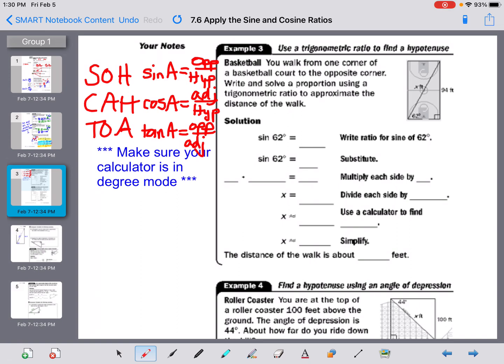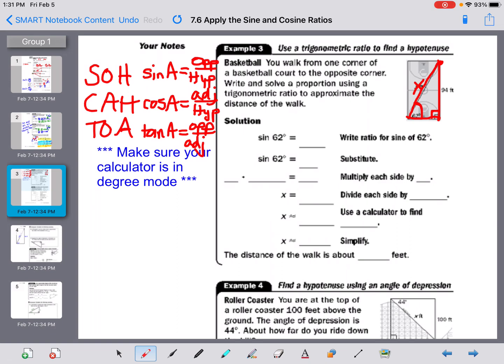Okay, so we have a basketball court here. It says you walk from one corner of a basketball court to the opposite corner. Write and solve a proportion using a trig ratio to approximate the distance of the walk. So they happen to show us here on this basketball court that the length of the court is 94 feet. Over here in this corner, they gave me a 62-degree angle, and don't forget we had the right angle over here. And they want me to find this hypotenuse, okay?